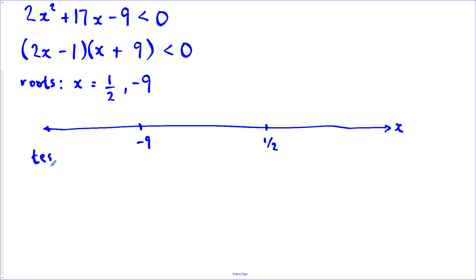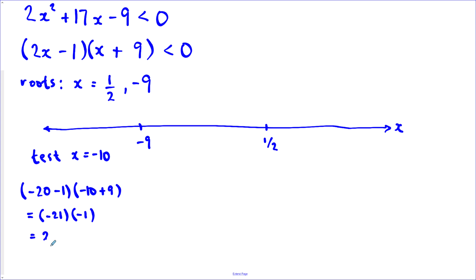Let's test. x is negative 10, I guess. It's the best we've got. Put negative 10 in here. Negative 20 minus 1. And negative 10 plus 9. So that's negative 21 times negative 1, positive 21. That means this interval is positive.